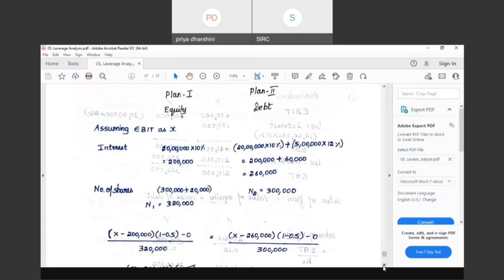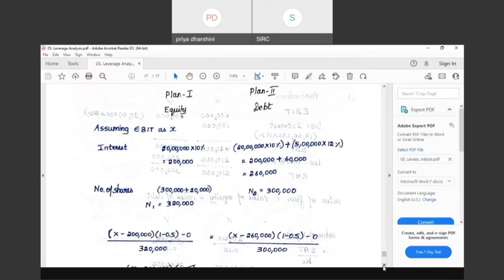For such indifference point, they are asking how much should be the EBIT. How much should be the EBIT so that the EPS of the two plans becomes equal. That is what is meant by indifference level of EBIT. For the level of EBIT, which is not known to us, the EPS under plan 1 and plan 2 will be the same. So they are asking us to find it.